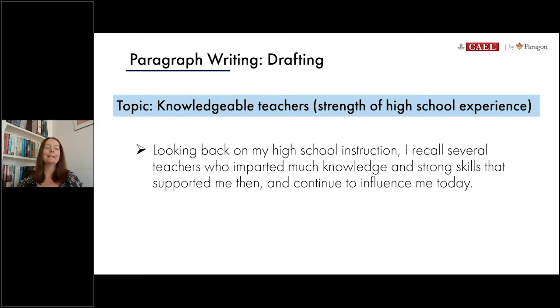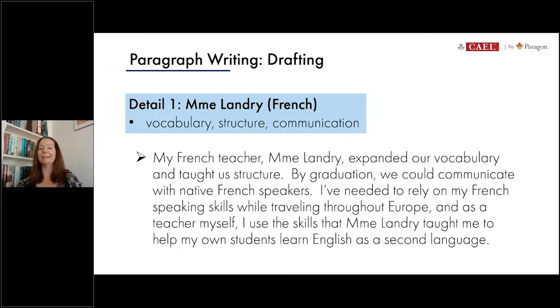It reads, "Looking back on my high school instruction, I recall several teachers who imparted much knowledge and strong skills that supported me then and continue to influence me today." All right, I have to be honest, I'm not happy with that topic sentence at all. It's wordy, it's a bit confusing. I don't love the language choice I've made, but this is my first draft, remember. I'm going to leave it alone for now, write the rest of the paragraph, and at the end, I'll go back and make my changes.